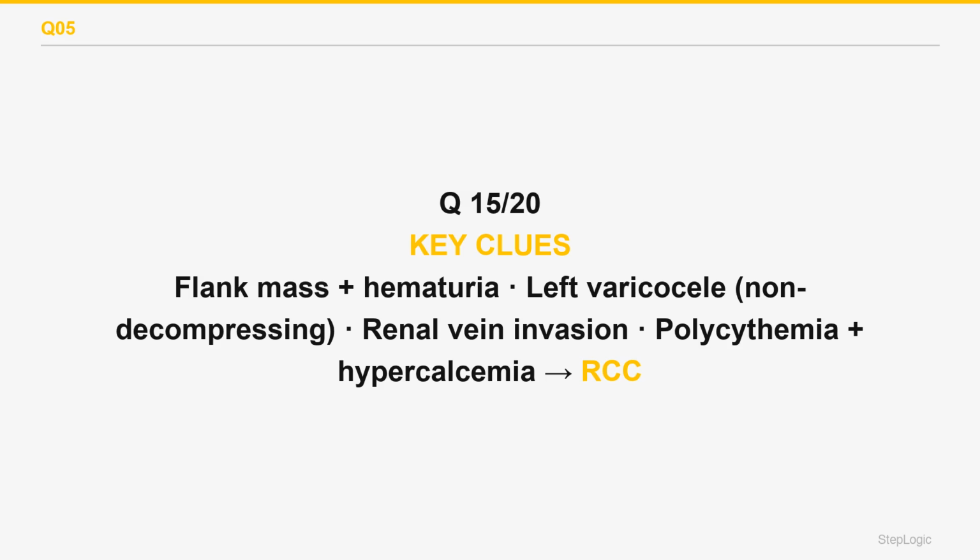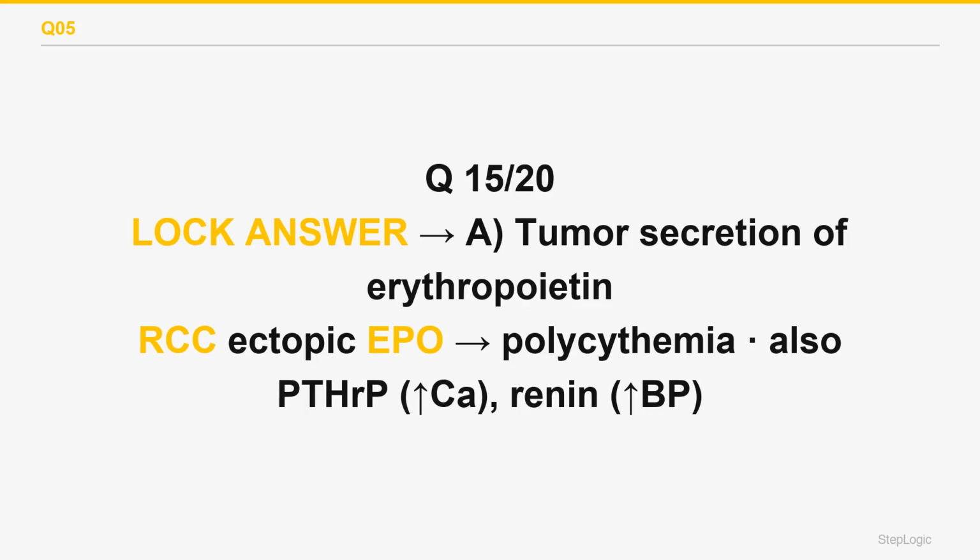RCC can also secrete PTHrP, causing hypercalcemia, and renin, causing hypertension. It arises from the proximal tubule epithelium, classically with clear cytoplasm, and is associated with von Hippel-Lindau gene loss. It characteristically invades the renal vein and can extend up the IVC. The new left varicocele that does not decompress when supine is a classic clue. The left gonadal vein drains into the left renal vein, so a tumor obstructing the renal vein blocks gonadal venous drainage. Each paraneoplastic effect has its own hormone. For polycythemia specifically, it is ectopic erythropoietin.